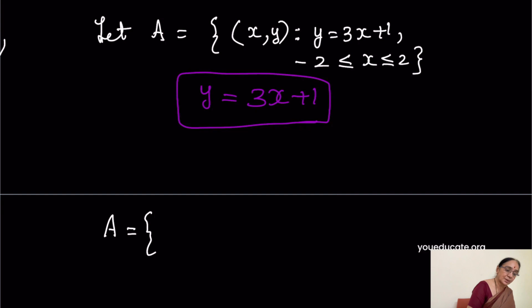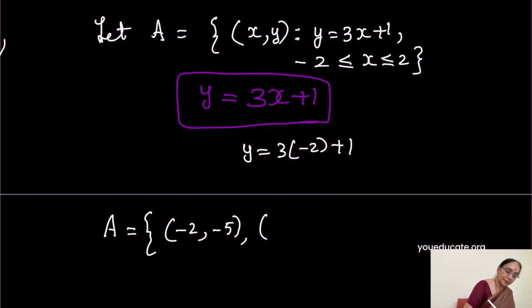First I take the smallest value of x, minus 2, and put it in this equation. So y is equal to 3 times negative 2 plus 1. It's minus 6 plus 1, minus 5. That is the y value, right? So I have to give it in the ordered form. What was the value of x that I had taken? Minus 2. So, (minus 2, minus 5).